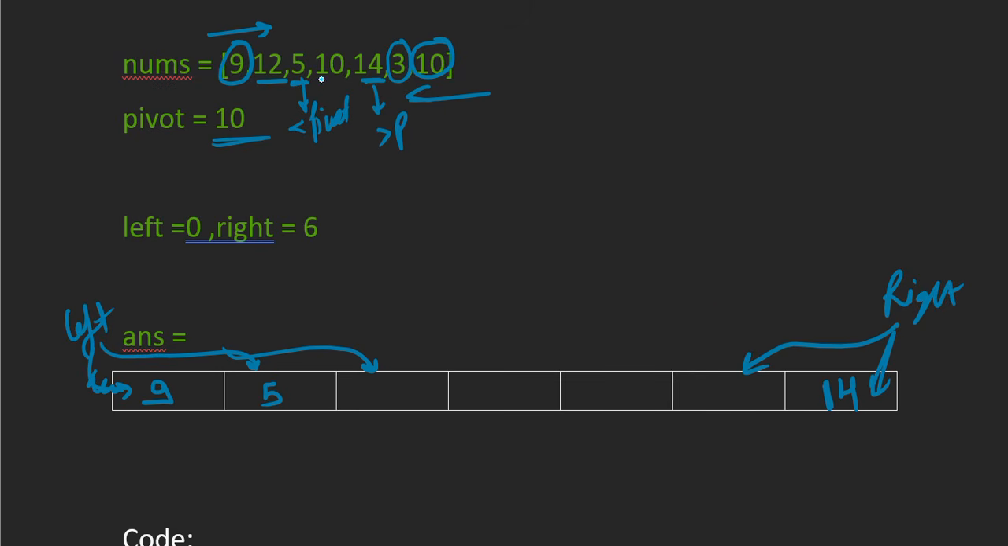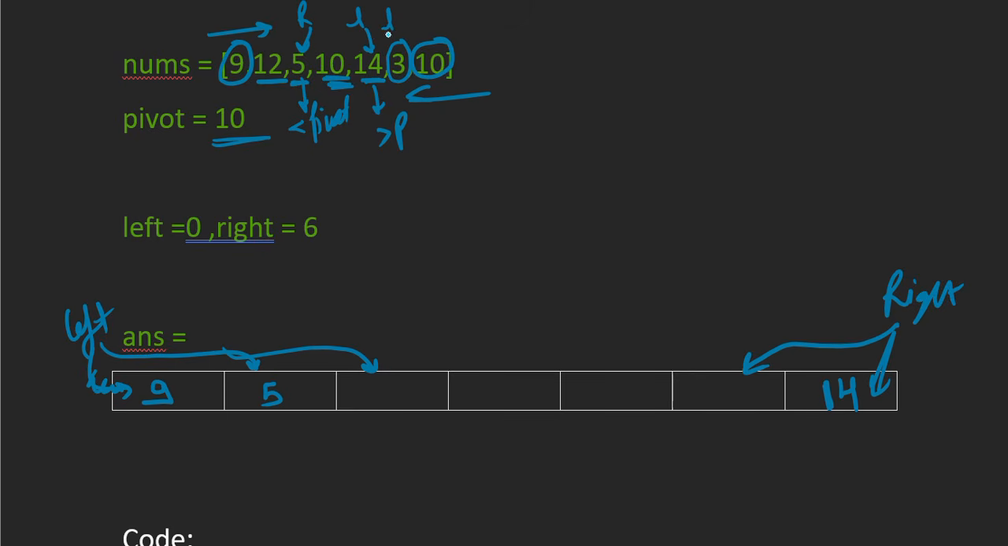Then in the next iteration we get 10 from the left side, which is equal to pivot, so we skip it. And even from the right side we get 10. Then in the next iteration, from the left side we get 14, and from the right side we get 5, so again we need to skip both the values.